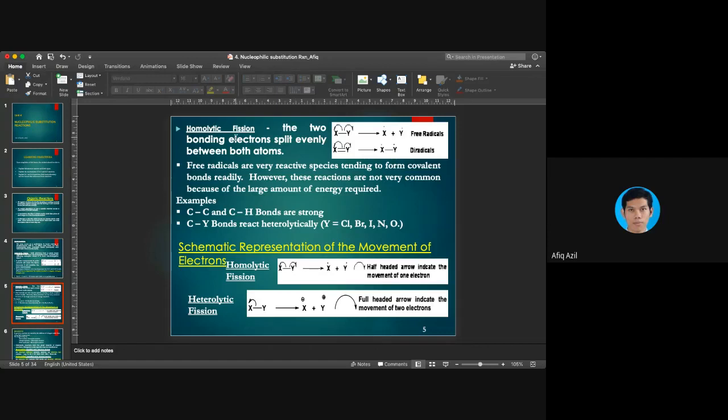So homolytic, they will split evenly to become what you call free radicals. X will get one electron, Y will get one electron, but they do not become negatively charged. This is what we call free radicals. And a free radical is neutral. It is not positive, it is not negative. And they are very reactive species, and they tend to form bonds readily. So that means they are very highly reactive.